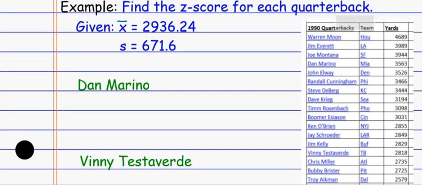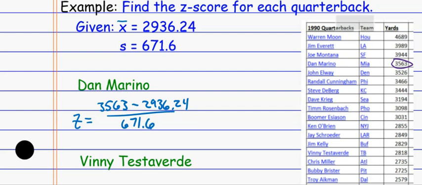Dan Marino is a fairly famous quarterback, considered one of the best of all time. If I look at his passing yards, I can see him right here. In that season, he was at 3,563 yards. So I'm going to plug him into the z-score formula, where I take his data value, the 3,563, minus the mean for the data, and then divided by the standard deviation.